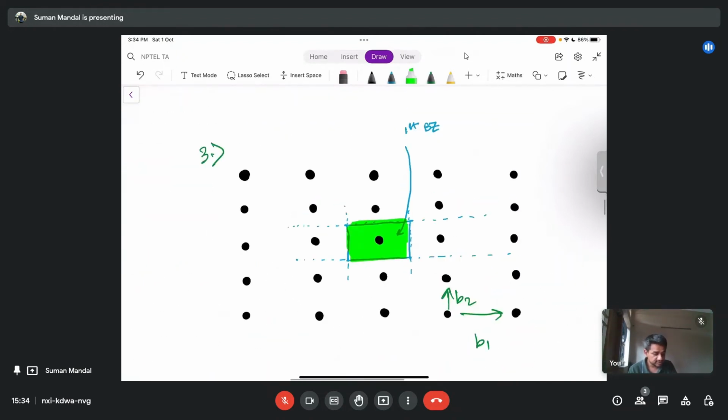These boundaries are the Bragg planes. Actually, this entire area is the Brillouin zone, so I should write in green color. This is the first Brillouin zone.